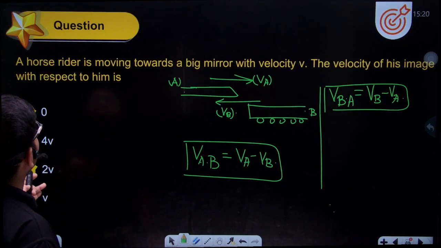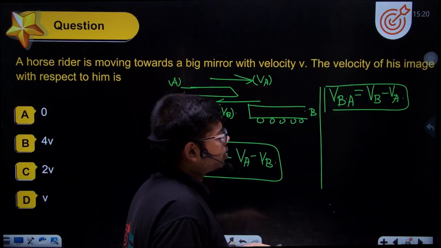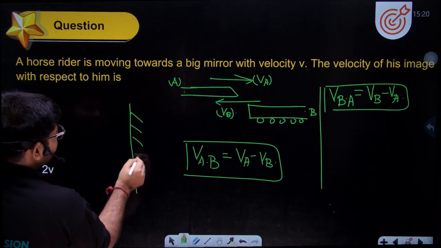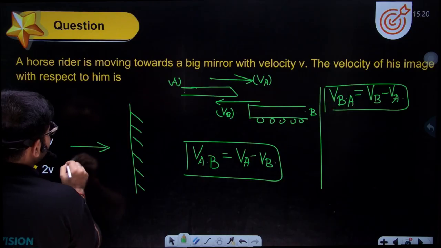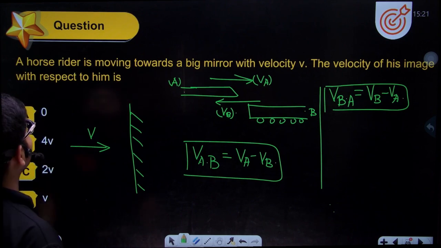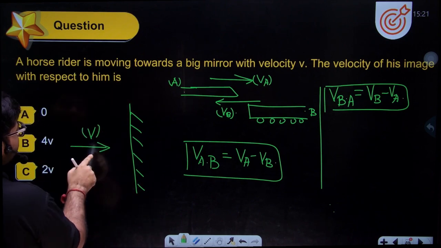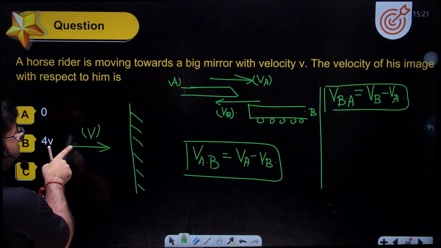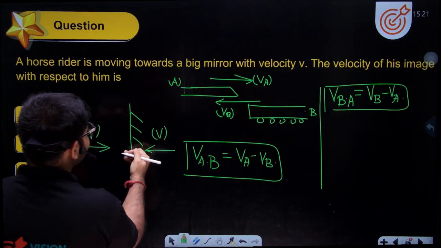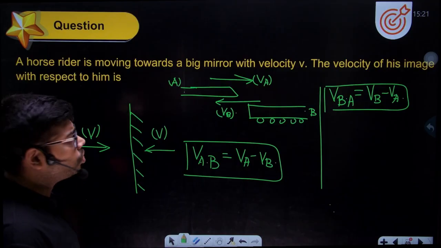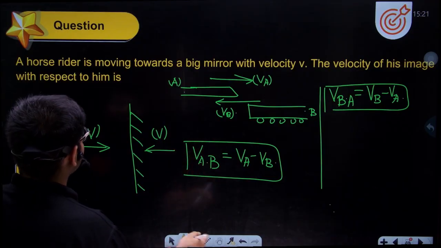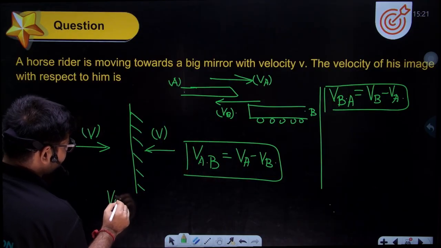Now a horse rider is moving towards a big mirror with a velocity V. Suppose this is the mirror and the rider is riding with velocity V. Now, the velocity of his image with respect to him. The rider is the object, so if the object is approaching the mirror with velocity V, the image will also approach the object with velocity V. So we want the velocity of the image with respect to the object.